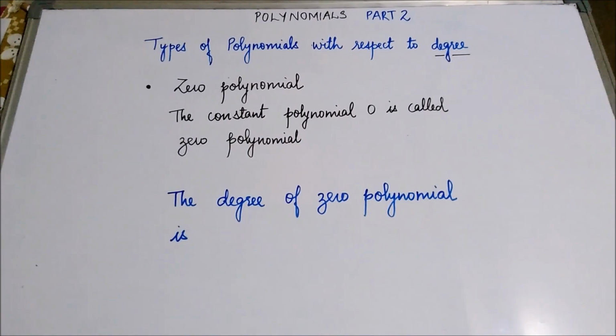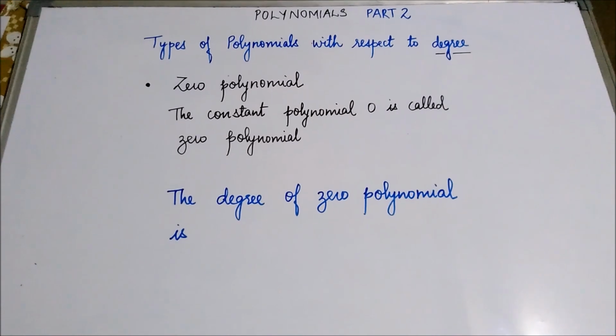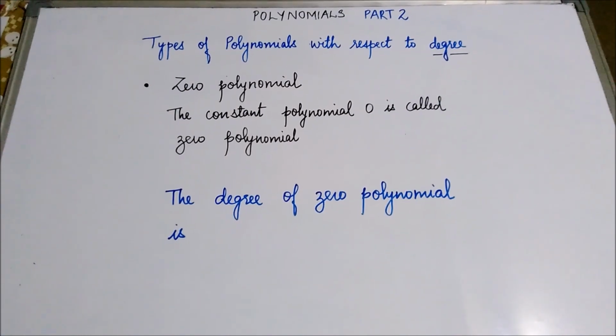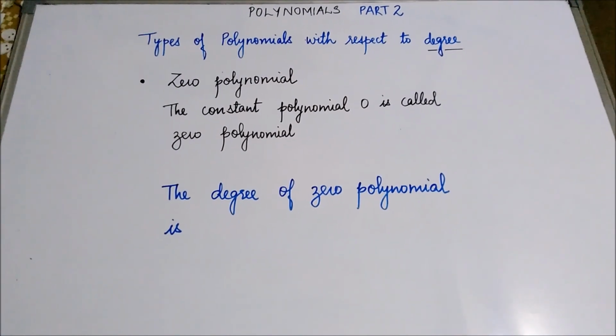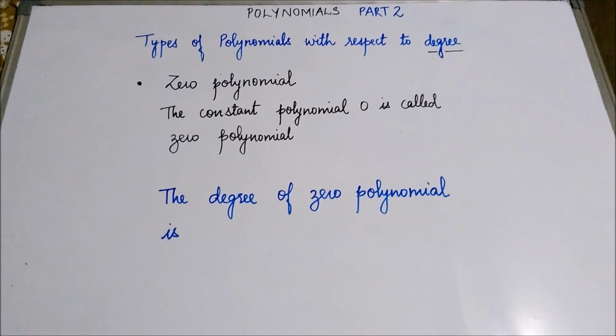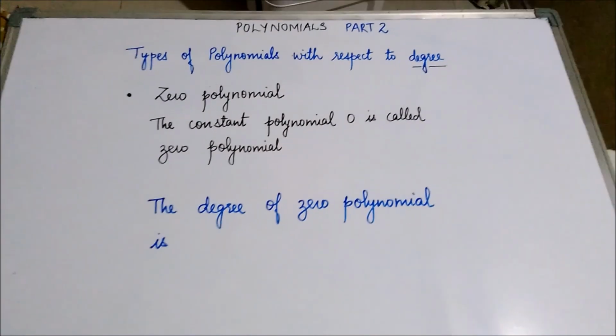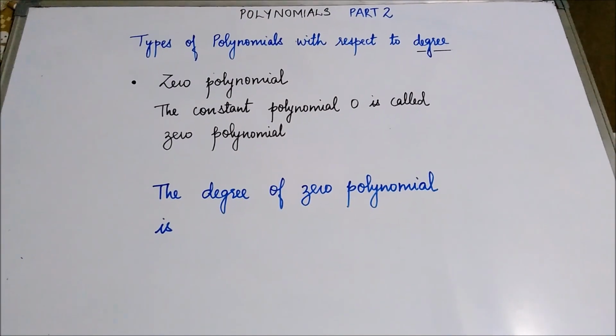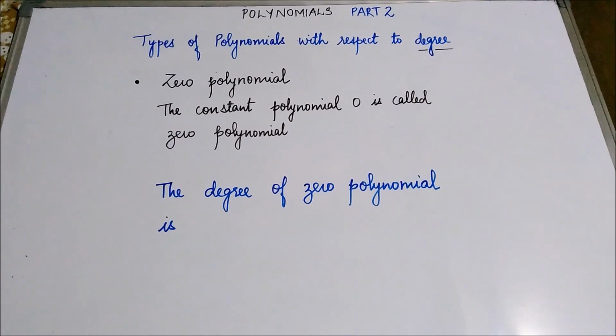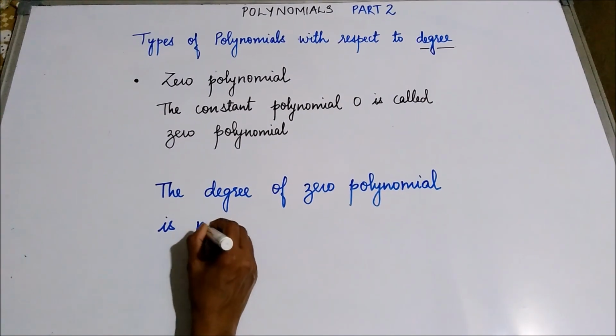The next type of polynomial is zero polynomial. What is zero polynomial? The constant polynomial 0 is called zero polynomial, or we can say the number 0 is called a zero polynomial. As we have seen earlier, the degree of zero polynomial is not defined.